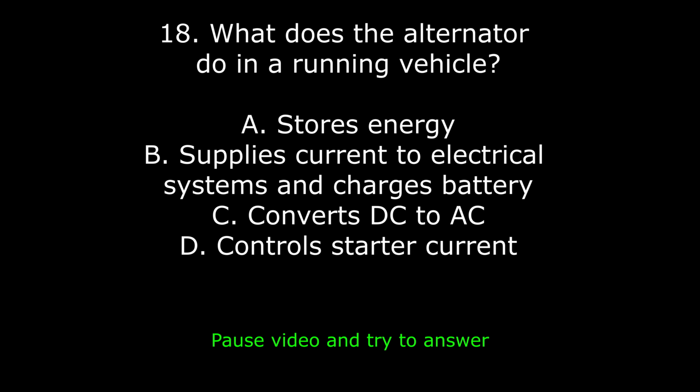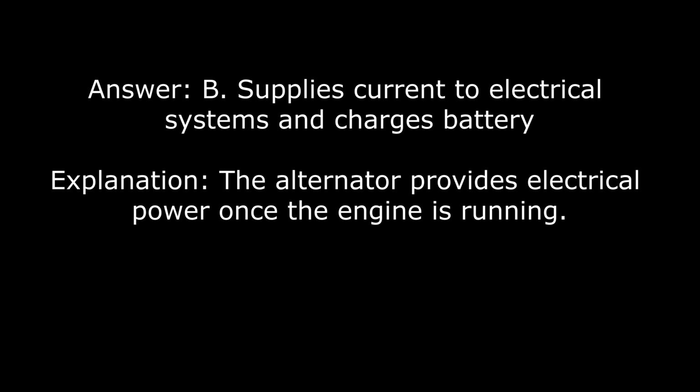18. What does the alternator do in a running vehicle? A. Stores energy. B. Supplies current to electrical systems and charges battery. C. Converts AC to DC. D. Controls starter current. Answer: B. Supplies current to electrical systems and charges battery. Explanation: the alternator provides electrical power once the engine is running.